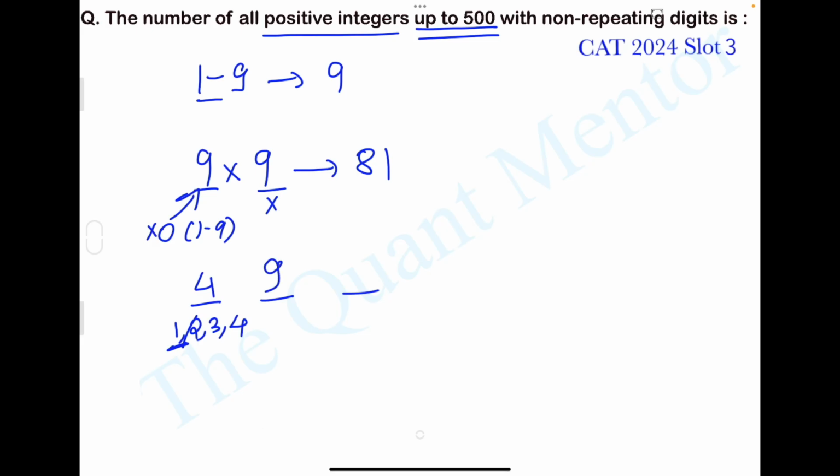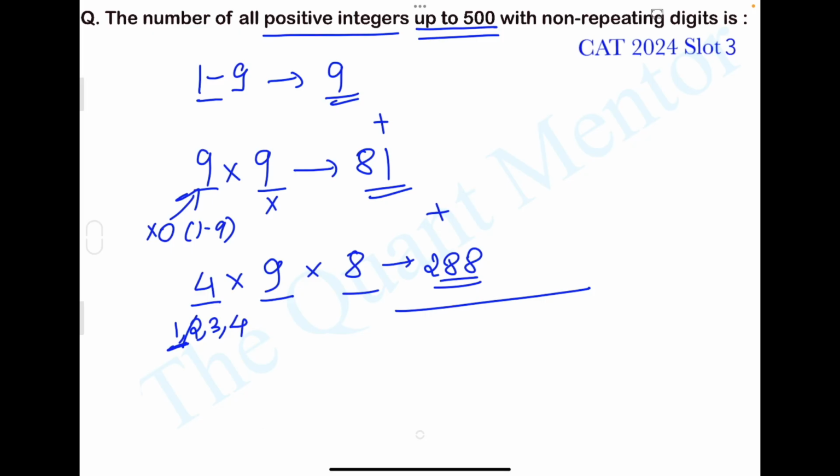And now out of 10, I have utilized exactly 2 digits, so I'm left with 8 digits for the units place. The total numbers possible are 4 into 9 into 8. That's 72 into 4, 288. So 288 3-digit numbers, 81 2-digit numbers and 9 1-digit numbers. The total number of integers possible will be 9 plus 81 plus 288. 9 plus 81 is 90. 288 and 90 will be 378. This is the answer to our question, 378.